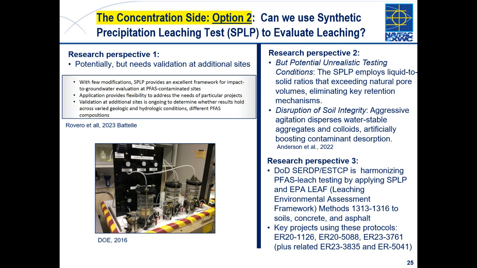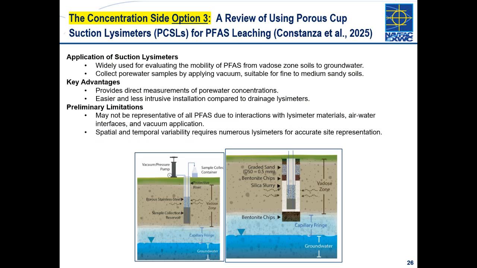So let's go to next slide 26, and this is really where I think one key part of our presentation is, using porous cup lysimeters for PFAS leaching. And this is a paper from Costanza 2025, from the EPA, and they talk about application of these things. They're widely used, and then you actually basically suck out with a vacuum that water that's around those sand grains, and then you just take that to the lab. So you don't have to do any partitioning equations. This is sort of the advantage. It's a direct measurement of that pore water concentration, and it's not that hard to do.